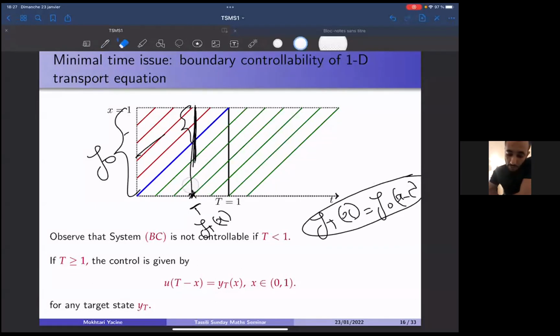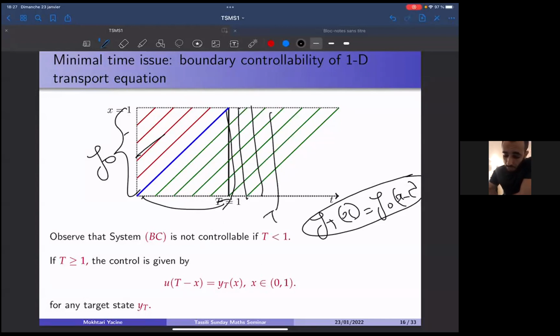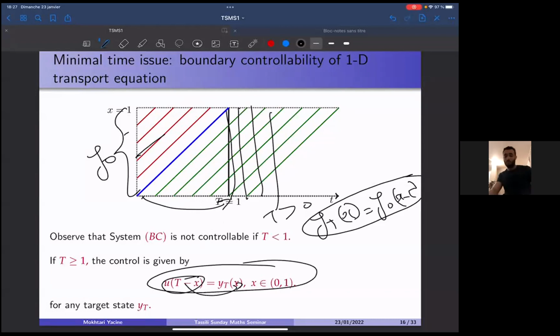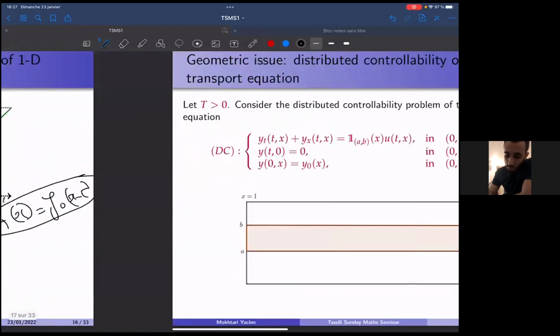But if we move our controllability time to the right, for instance, if T is larger than 1, then I can choose any target state here or here or here in time, and we can prove that my system is always controllable, and the control is given by this expression here. We can just make some substitutions to get the control expression, and the control depends only on the target state in this case.